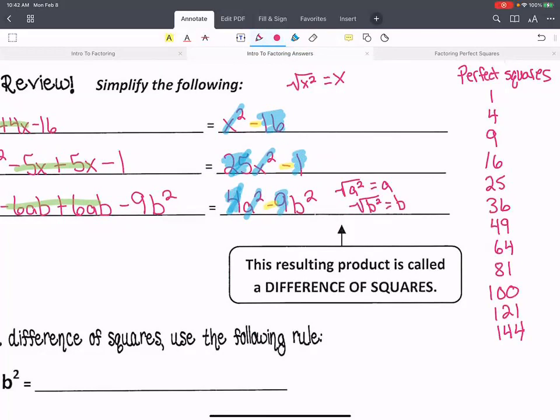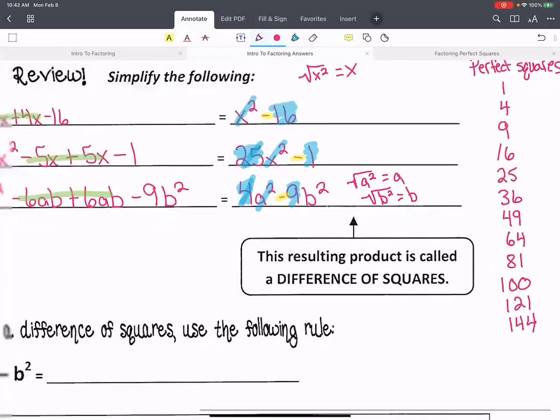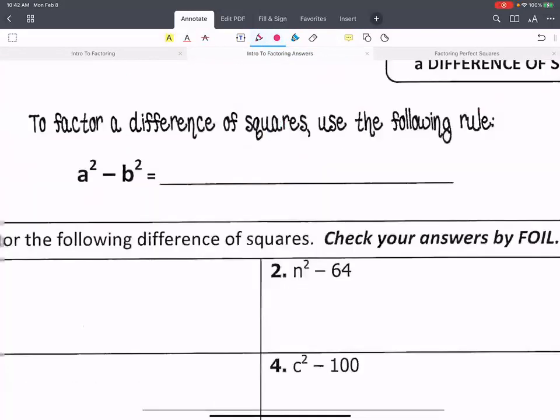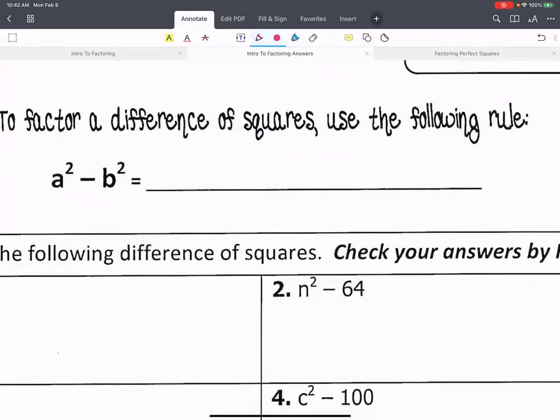Okay. And so the resulting product, these answers that we got, are called a difference of squares. Difference of squares just means if I have something like a squared minus b squared. Okay. A is a perfect square. Yes. B is a perfect square. Yes. Okay. And it's a difference because it's being subtracted.